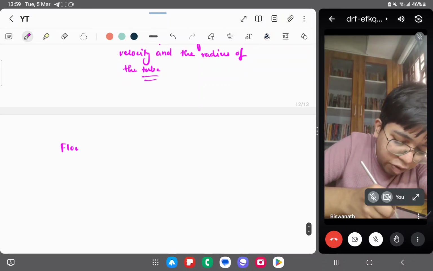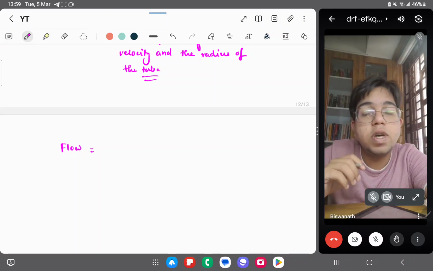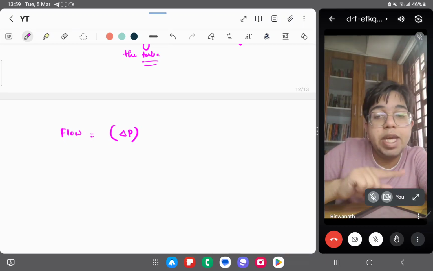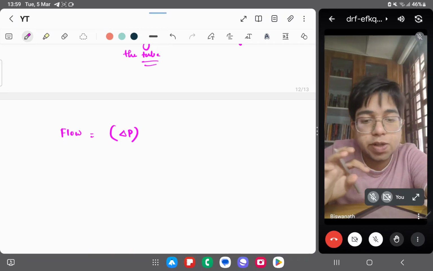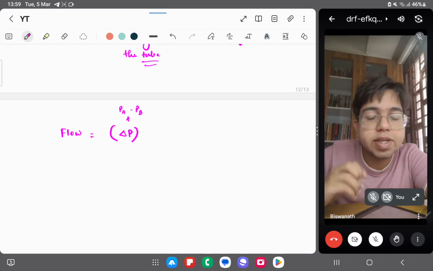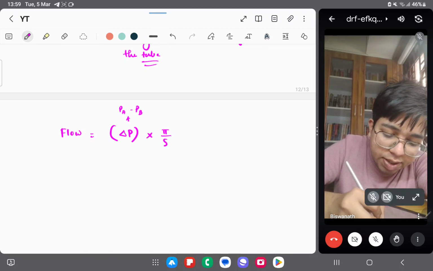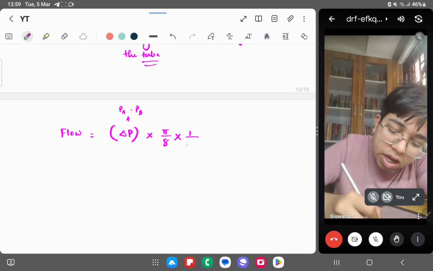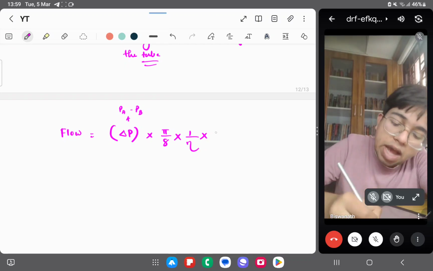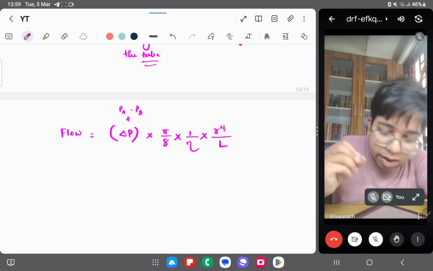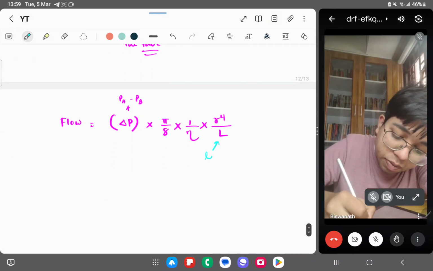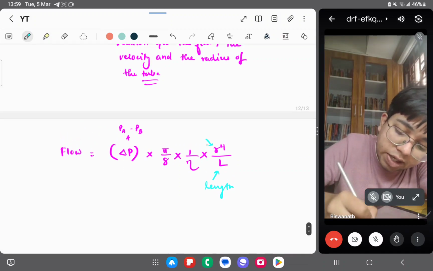Let me tell you. What is the flow? Flow is given by your pressure gradient. What is this pressure gradient? PA minus PB. You must have heard this formula in physics only. So this is the pressure gradient multiplied by a constant, pi by 8, multiplied by 1 by nu, which is 1 upon your viscosity, and r to the power 4 by L. What is L? L is the length of the tube. What is R? R is the radius of the tube.